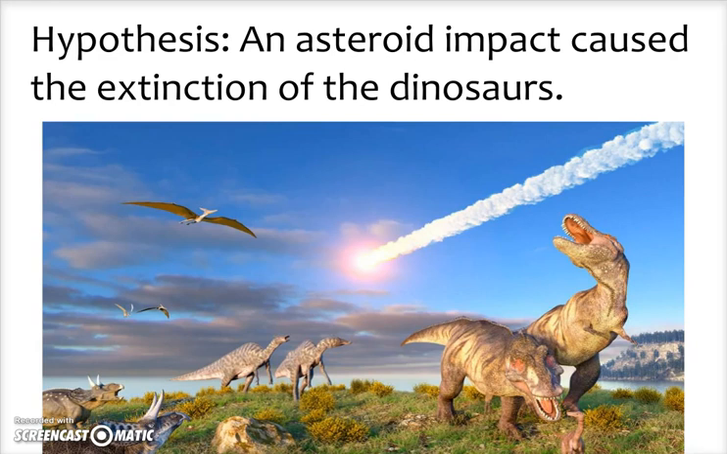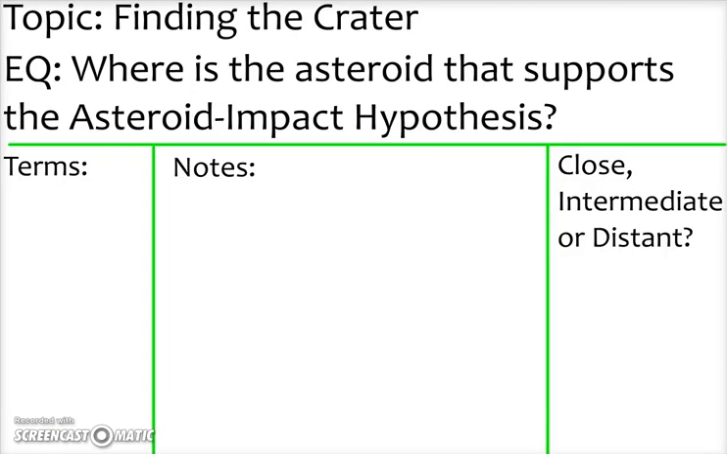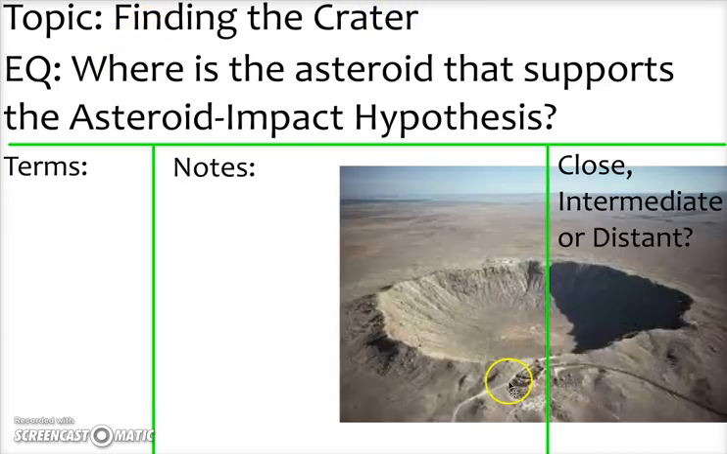So, if an asteroid impact really did cause the extinction of the dinosaurs all over the planet, there must be evidence left over to show that that is a possibility or something that is true. When you're setting up your notes, you're going to title it Finding the Crater. A crater is an indentation in the earth that would be left over, caused by the impact of an asteroid or a large meteor.